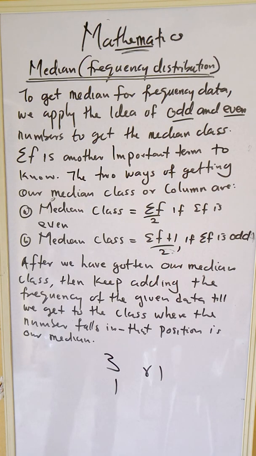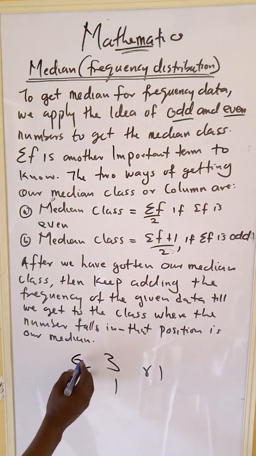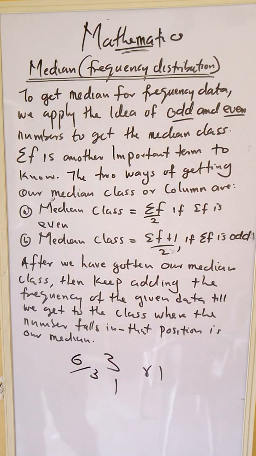While even numbers are numbers that are divisible by 2, like 6. 2 can go into 6, 3 times without remainder. So that is the difference between odd and even numbers. This is the idea that we are going to apply to get our median. And how do we apply this idea?